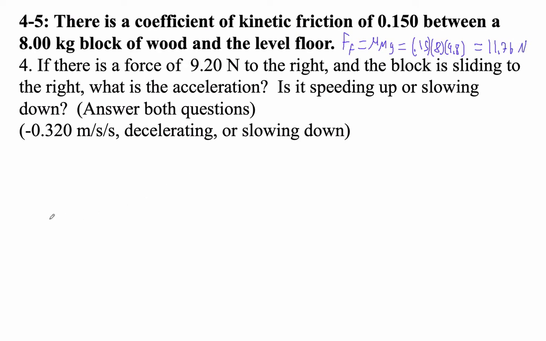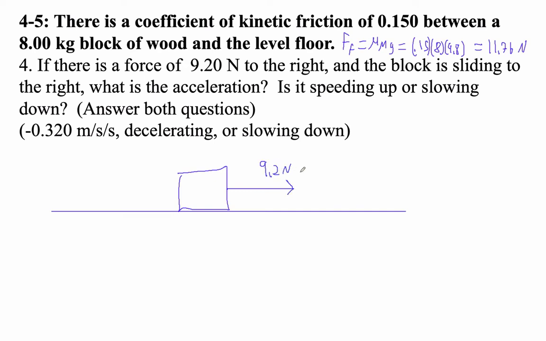So let's draw a picture of this. Here's this box. There's a force of 9.2 newtons to the right, so let's draw that. 9.2 newtons, and the block is sliding to the right. What is the acceleration? The applied force is going to be to the right. Notice that the friction force is actually bigger than that applied force. Since it's sliding to the right, that friction force is going to be to the left.